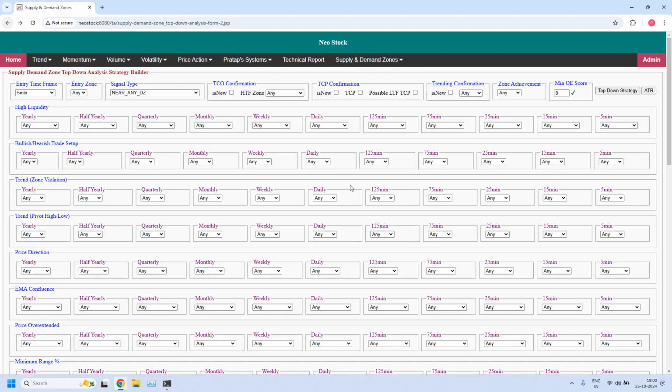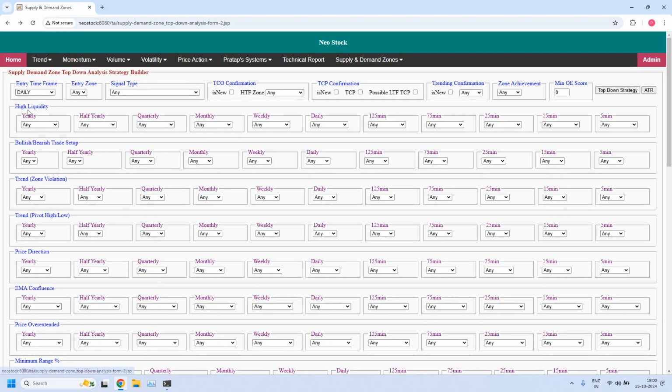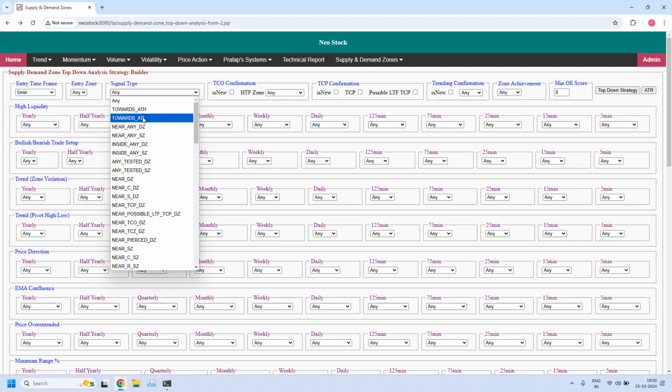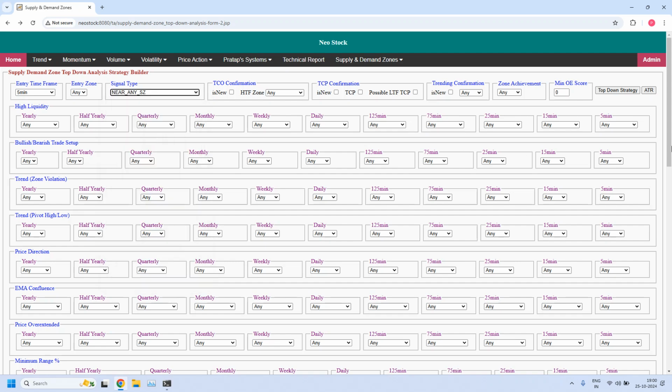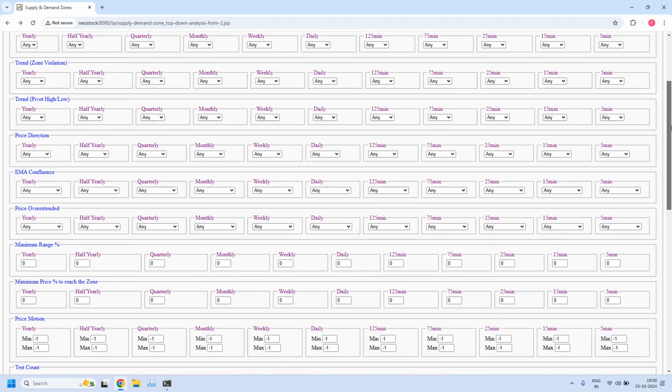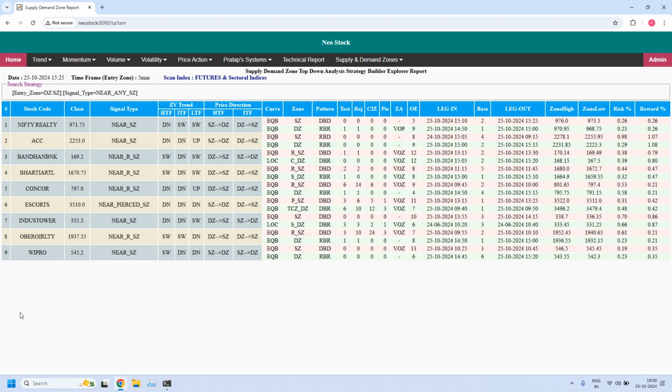Okay, next time frame is 5 minutes. For 5 minutes time frame, let us find the stocks near 5 minute supply zone. Nine stocks are filtered. So these 9 stocks are near to the 5 minute supply zone.